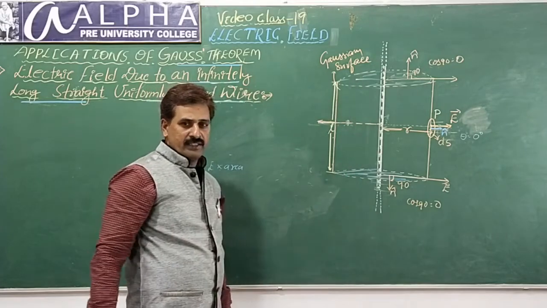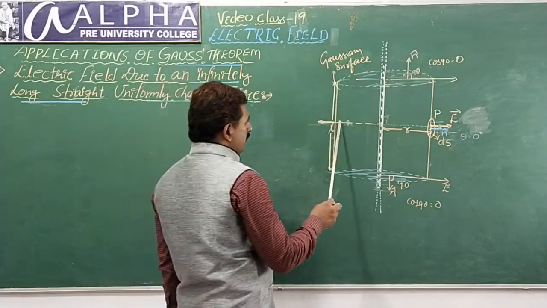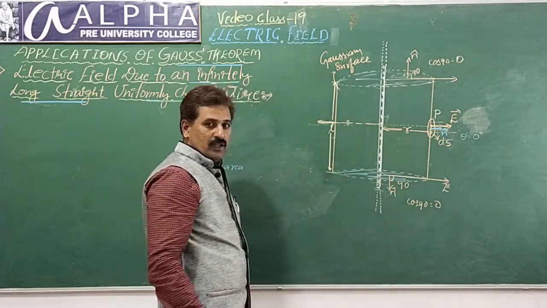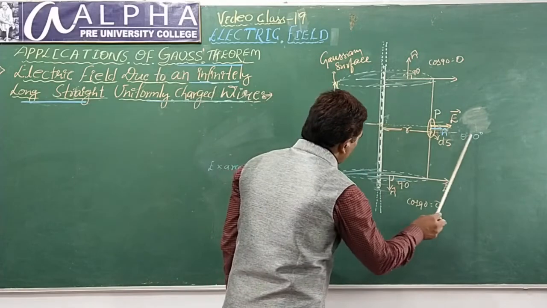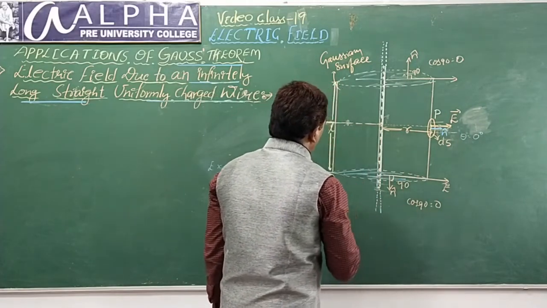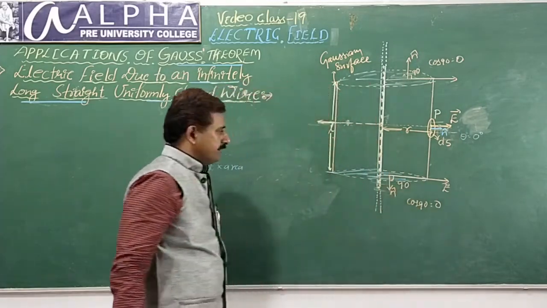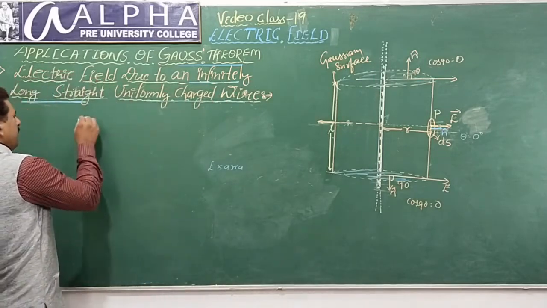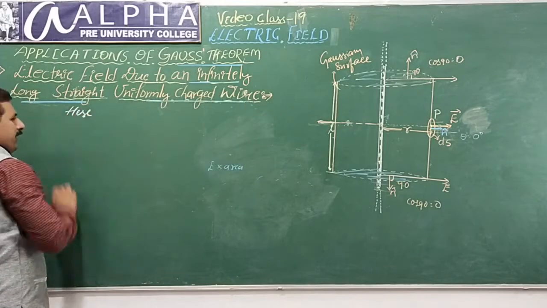Horizontal end faces. Only along the curved surface. Only through the curved surface, but along radially outward direction. Radially outward, outward like that. Friends, this much you have to remember. In our discussion, here you remember, you explain the diagram.